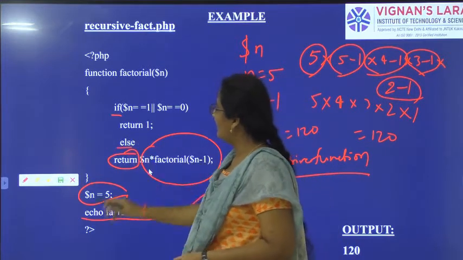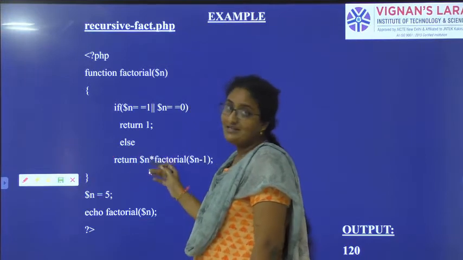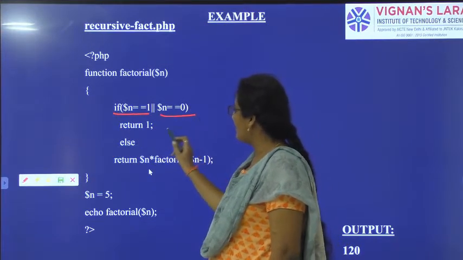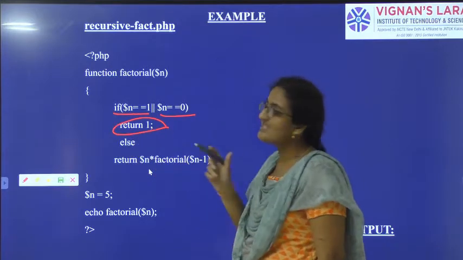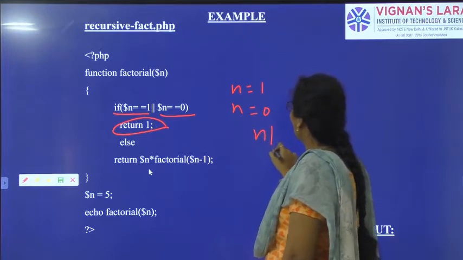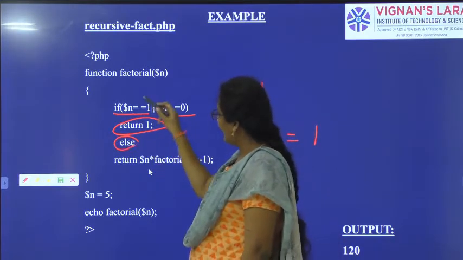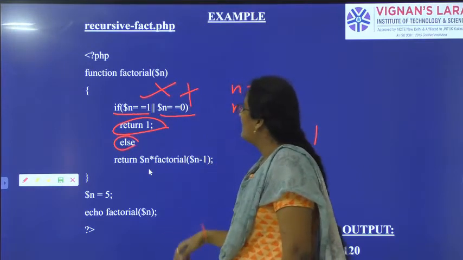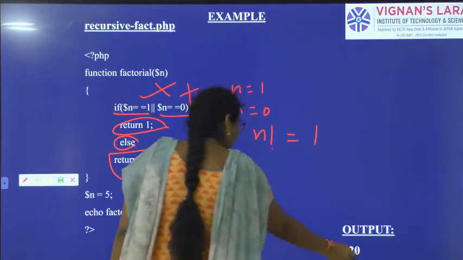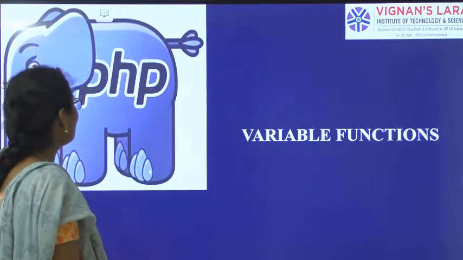Using if else we have displayed this. If n value is 1 or n value is 0, we are directly returning the output as 1. N equal to 1 or n equal to 0, then n factorial value will be 1 only. If not that, if n is not 1 and n is not 0, then we have the formula n into factorial of n minus 1, using which we get the output 120. So this is the example for recursive function.